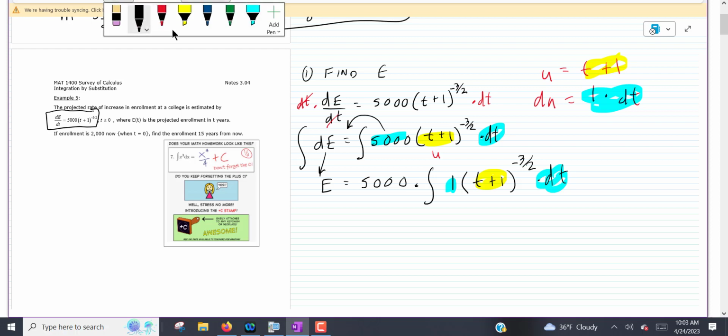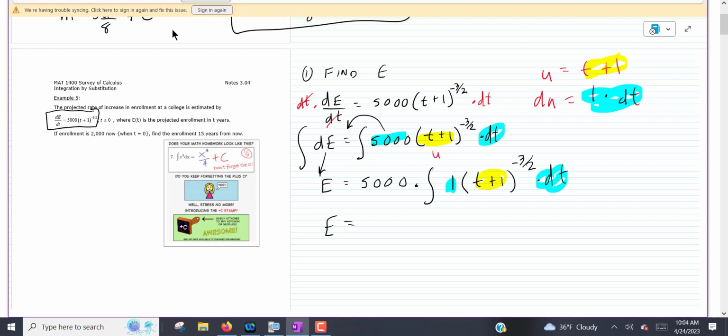So what we'll have now is E equals, bring down the 5,000. What are you going to replace t plus 1 with? U. So it's u to the negative 3 halves. What are you going to replace 1 dt with?